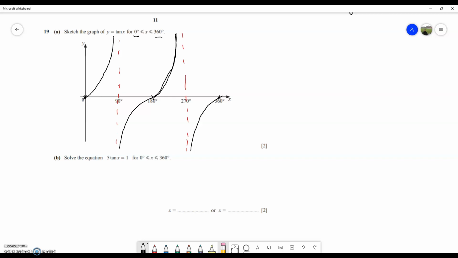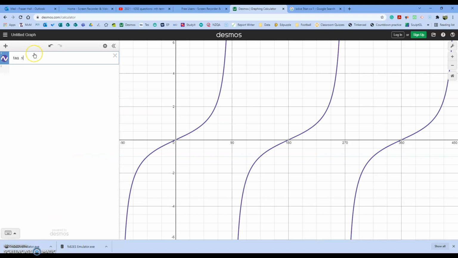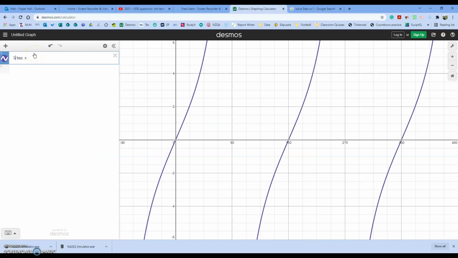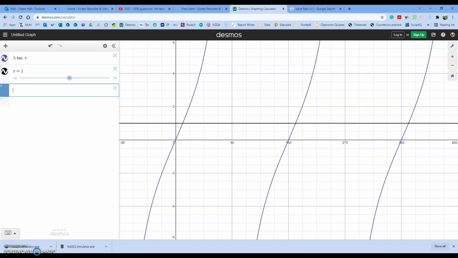So the second part, when it talks about solving the equation, again we can go back to our Desmos and have a look at what effect changing that to 5 tan would be. And you can see that that's a transformation where it stretches it out further. Desmos has the added bonus we can also put in that y is equal to 1. And then you can see there that gives us what the values would be. So you can see there when 5 tan x is equal to 1, we've got our answers there.